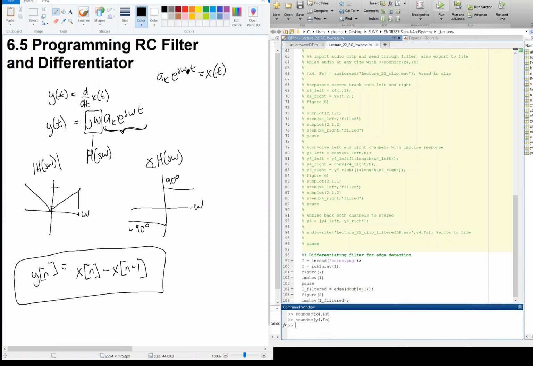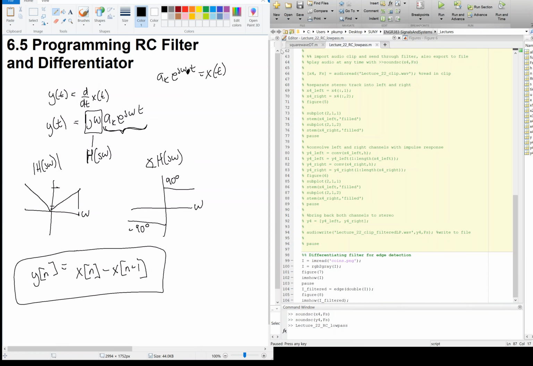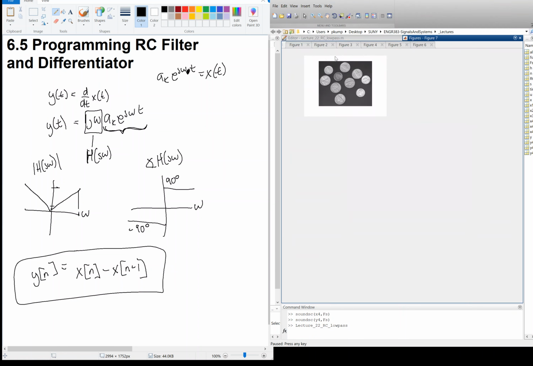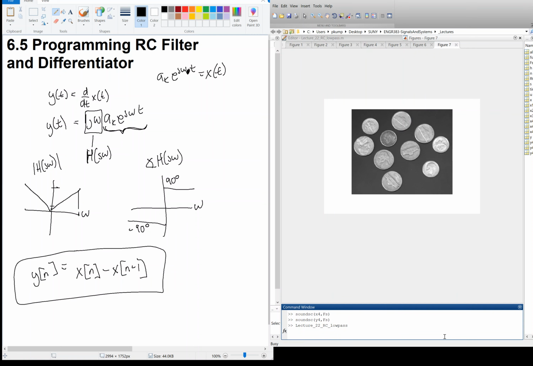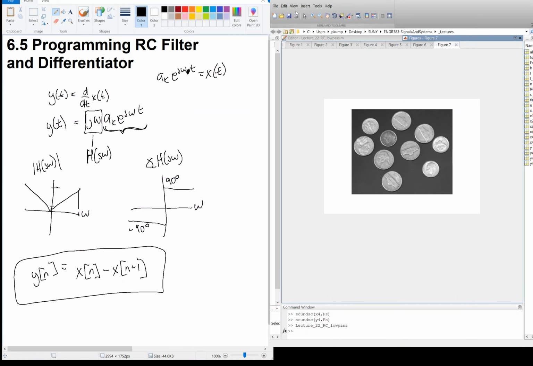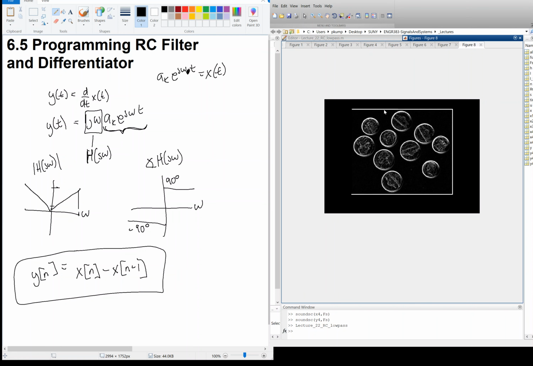Let me run it. Okay, so this is the original image, right? So we've got some coins there and a black background. And let me push enter. And we get the output of the edge detector is this, right? So you see it has done a fine job detecting those edges.